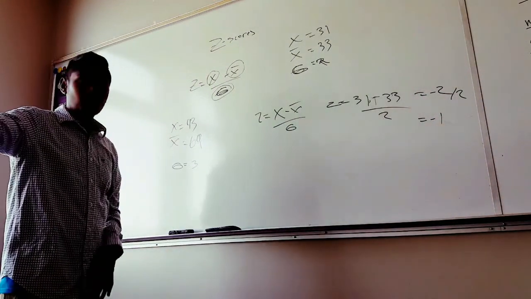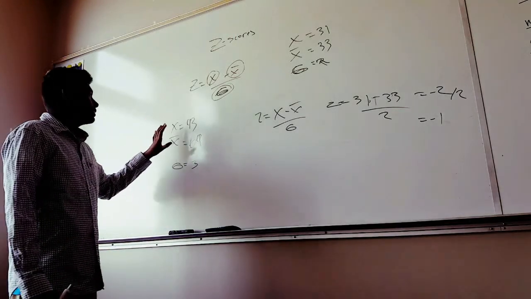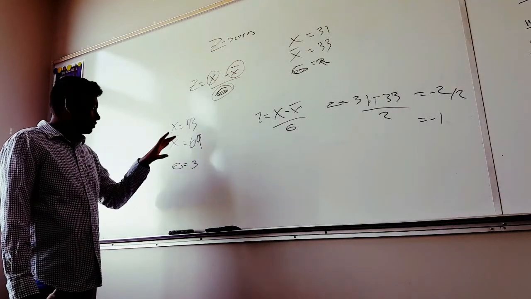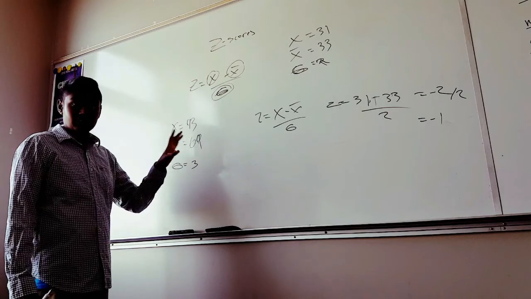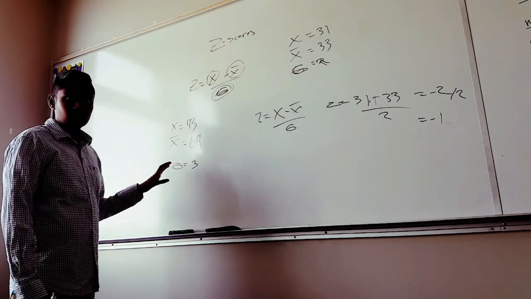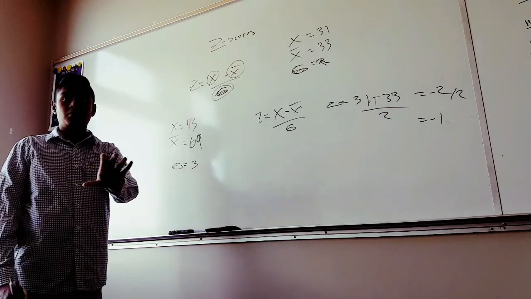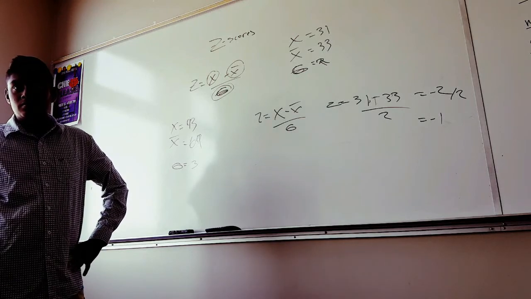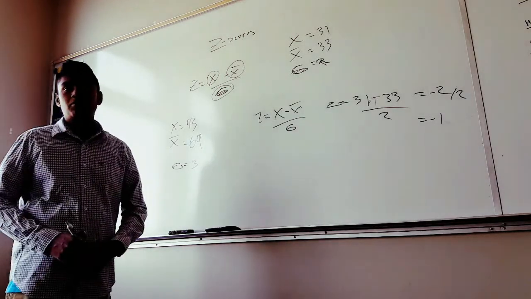Now I'm going to call one of you up in a second. We're just going to work on this one. We have our data score equals 43, our mean equals 69, and our standard deviation equals 3. Anybody have any problems with that? No. Okay, Josh, can you come up and finish the question for me?